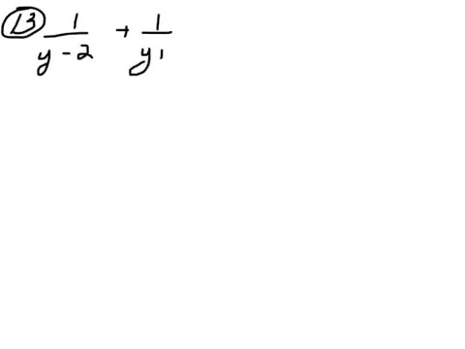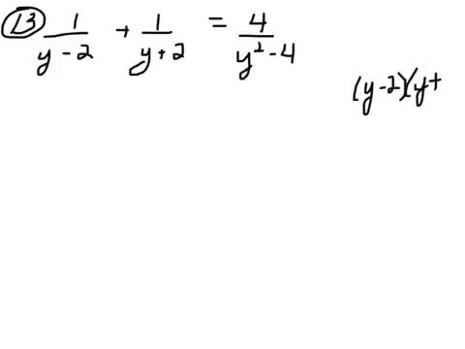Now number 13, you have 1 over y minus 2 plus 1 over y plus 2, so we can tell we're going to be clearing some fractions out here, is equal to 4 over y squared minus 4. Now, if you notice, y minus 2 and y plus 2, when you multiply it out, you're going to get y squared minus 4.